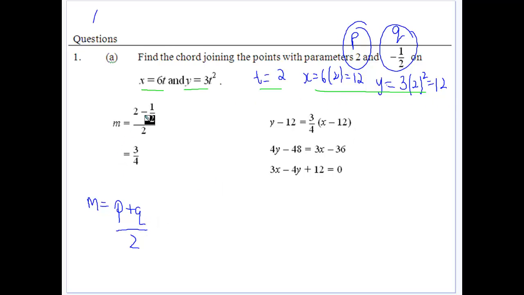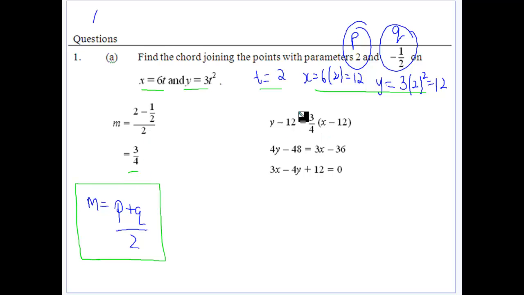I'm going to use my gradient idea, because we just saw that if we've got two values and we want to find the equation of the chord, the gradient of the chord is the sum of the two parameters divided by 2. So we do the sum there. Remember, p is 2 and q was minus a half. So if we take q to be minus a half, 2 minus a half over 2 gives us 3/4.